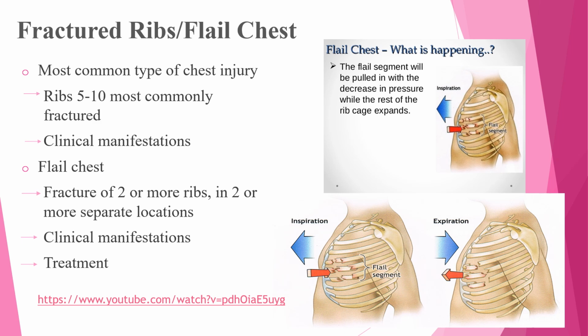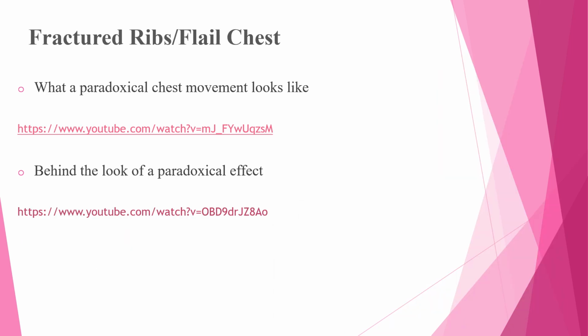A flail chest is where a patient has 2 or more broken ribs in 2 or more separate locations in the cavity of the rib cage. This phenomenon is called a paradoxical chest movement. So once you watch the video, you'll be able to understand what I'm saying. Couple more videos for it.